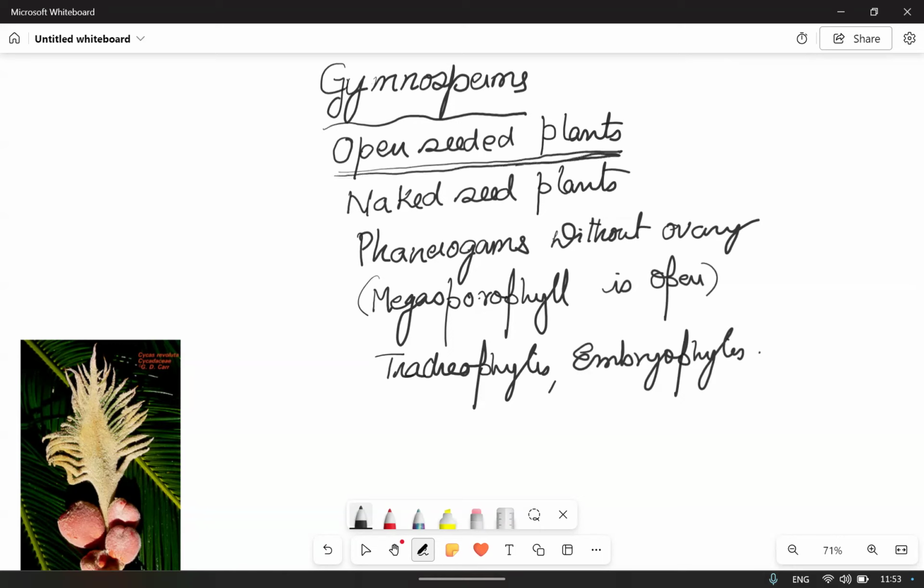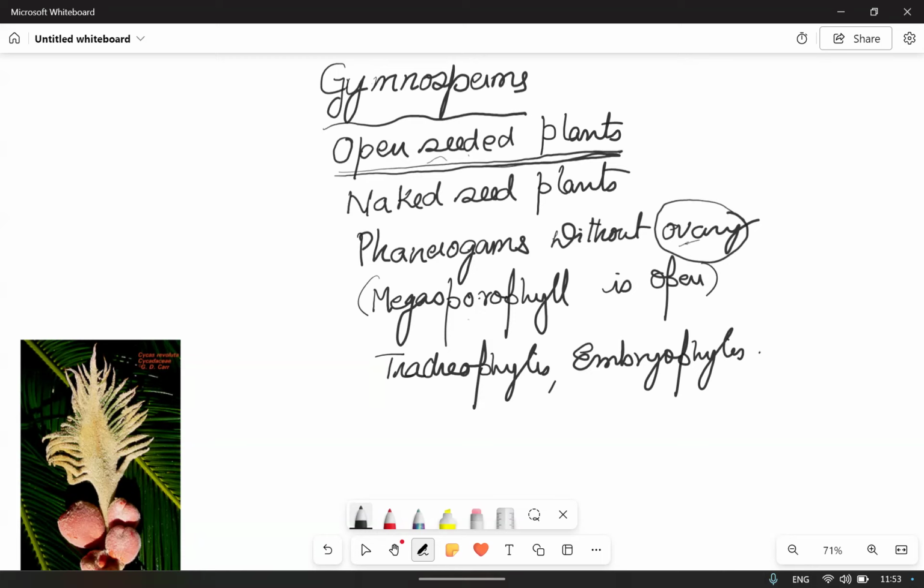Why are those open-seeded plants? There is no ovary. Where are the ovules? Inside the ovary. From where do the seeds come? From the ovules. So inside the ovary, ovules are present. We have seen that in angiosperms. Those ovules after fertilization turn into seeds. But here, there is no ovary at all. Why is there no ovary in gymnosperms?